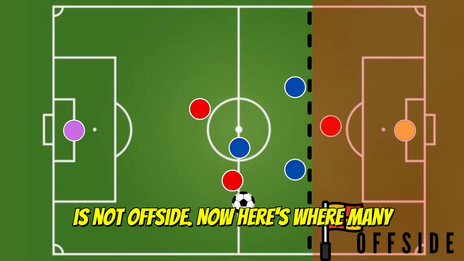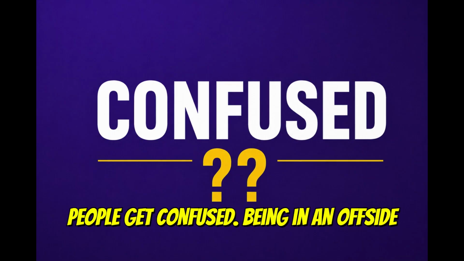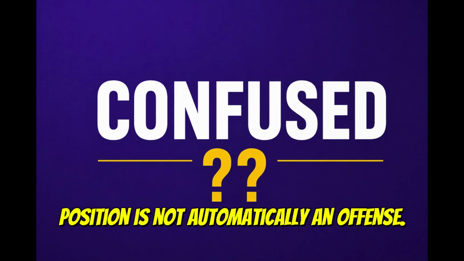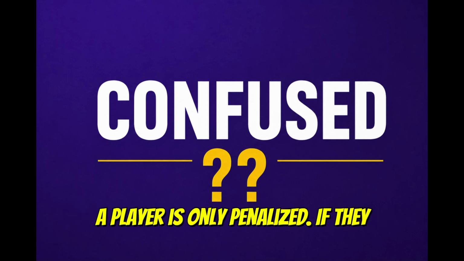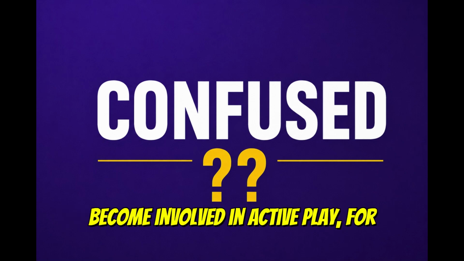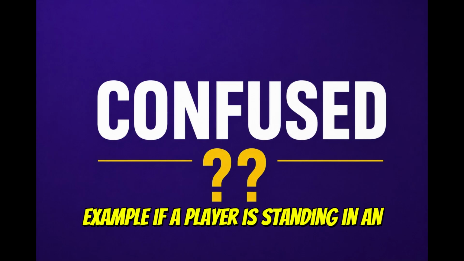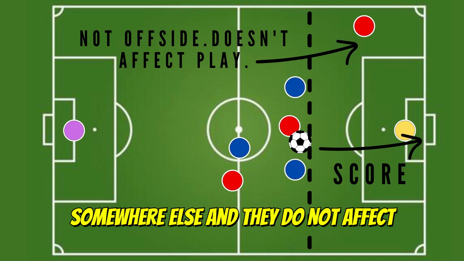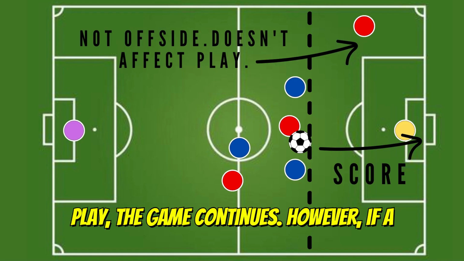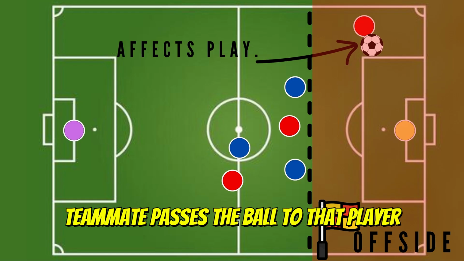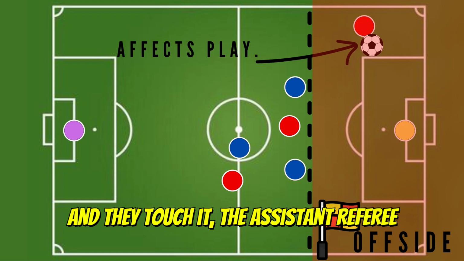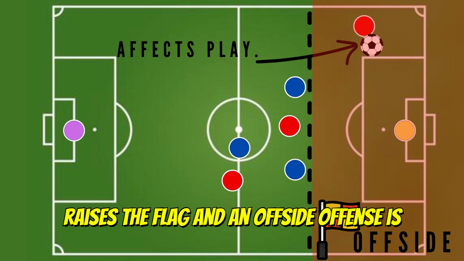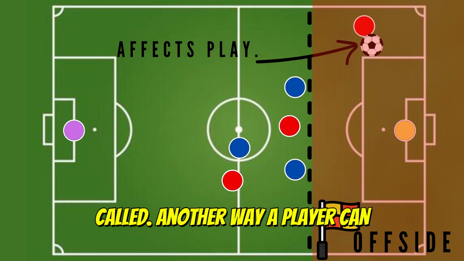Now, here's where many people get confused. Being in an offside position is not automatically an offense. A player is only penalized if they become involved in active play. For example, if a player is standing in an offside position, but the ball is passed somewhere else and they do not affect play, the game continues. However, if a teammate passes the ball to that player and they touch it, the assistant referee raises the flag and an offside offense is called.